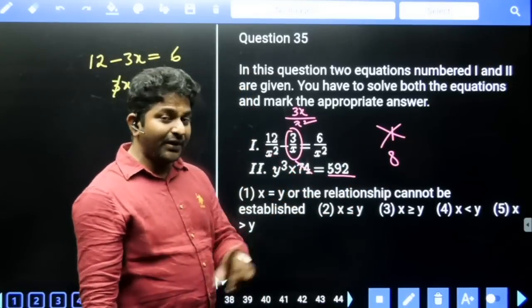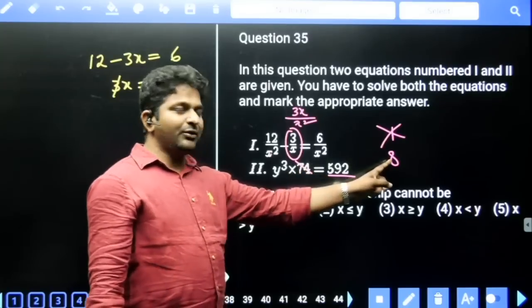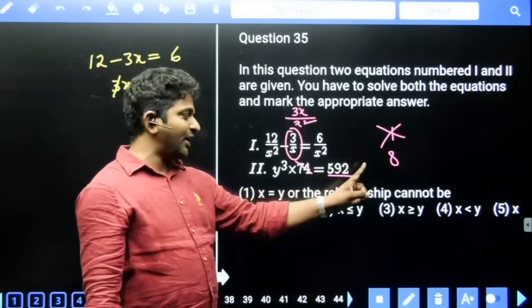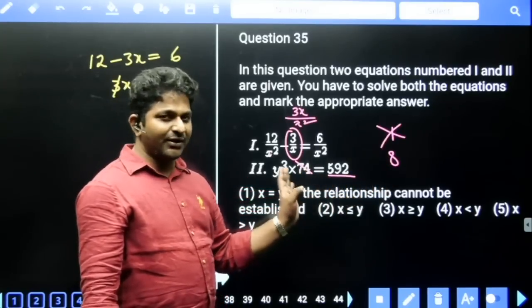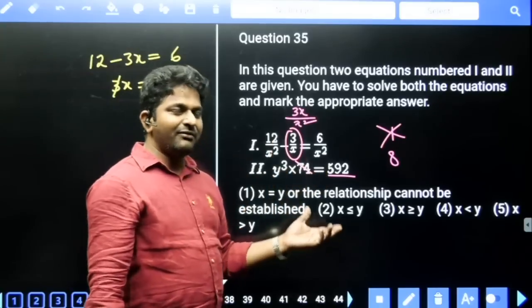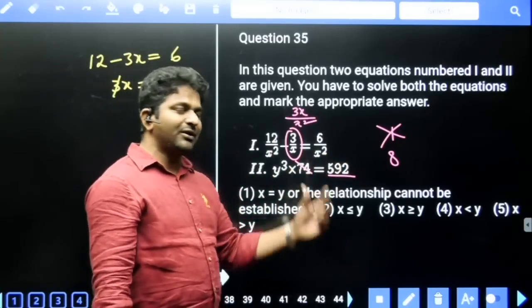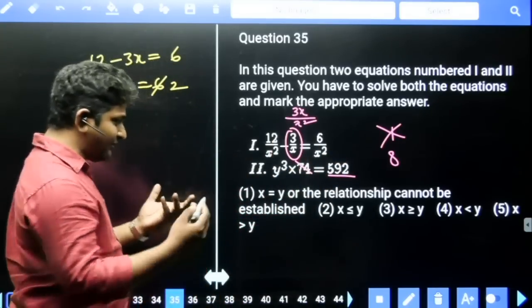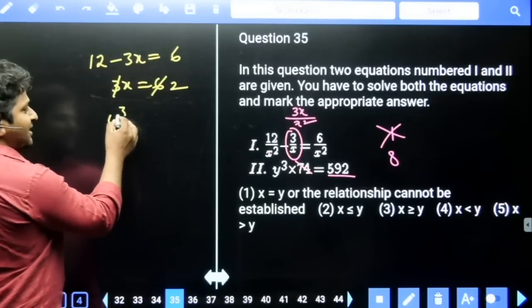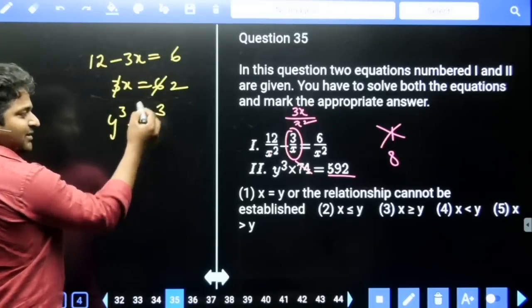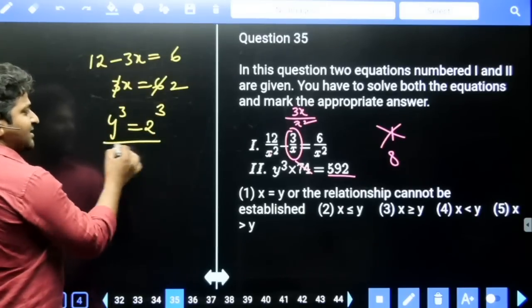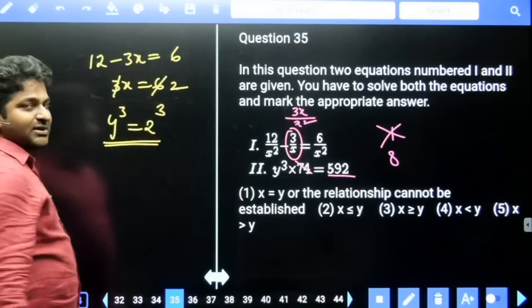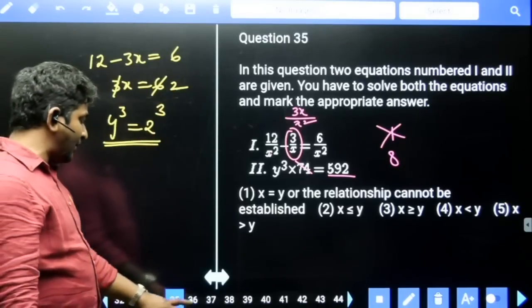Now, if you verify last digit verification, 4 into 8 ends with 2, 32 ends with 2. Condition satisfied. So you don't have to manually verify whether 74 8 times is equal to 596 or not. It will be same. When y cube is equal to 8 and that can be written as 2 cube, from this y is also equal to 2 and x is also equal to 2. X and y both are equal.